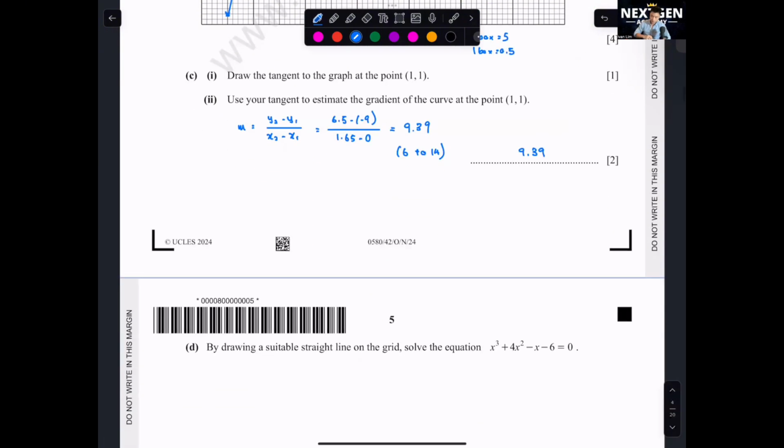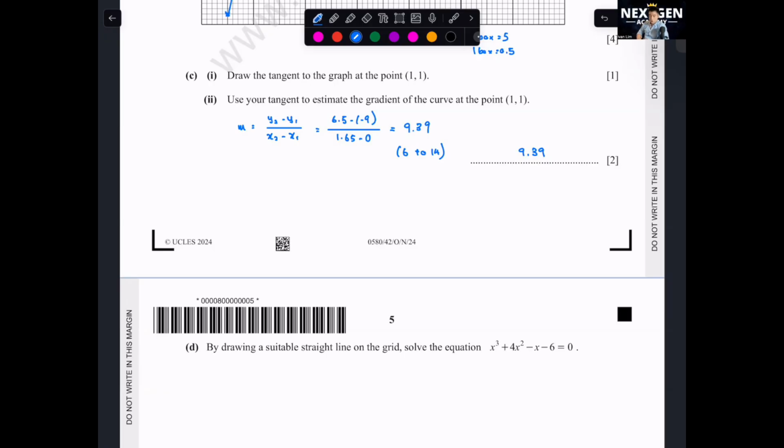Okay, question D. By drawing a suitable straight line on the grid, solve the equation x cubed plus 4x squared minus x minus 6 equals 0. Okay, so I think a lot of students were asking for this question just now, right? How do we do this question here?